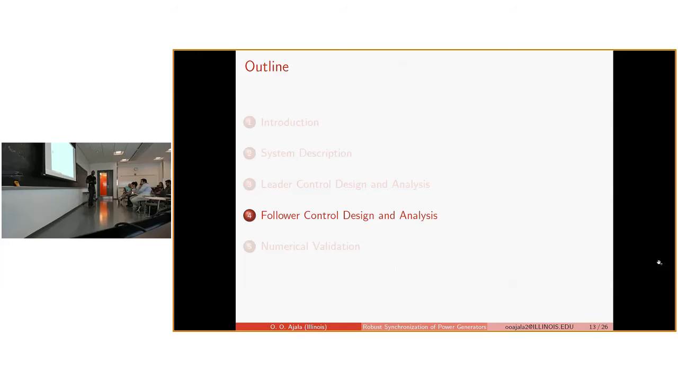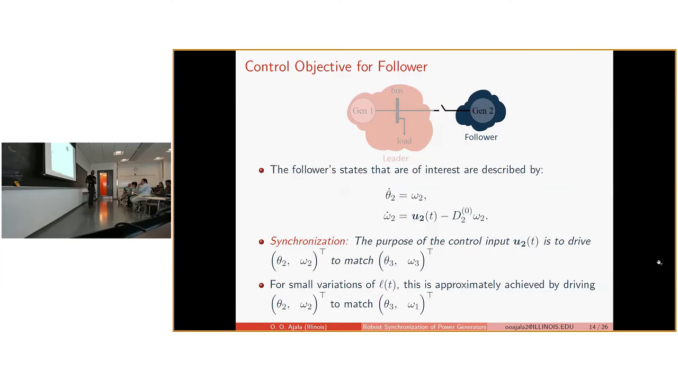So let's move over to the follower's control design and analysis. The objective here is to synchronize these two systems, and the follower states that are of interest are as follows. Synchronization, as I mentioned, the purpose is to ensure that we choose the control input U2 such that the phase and the frequency at generator 2 match those at the bus. And for small variations of load, as we assumed, this is approximately achieved by driving the frequency of the generator to that of the other generator.